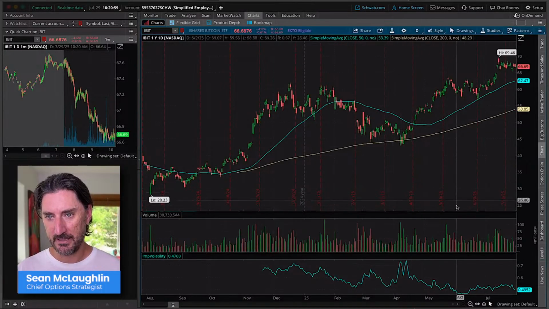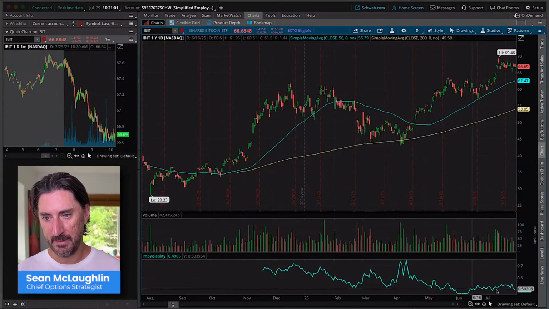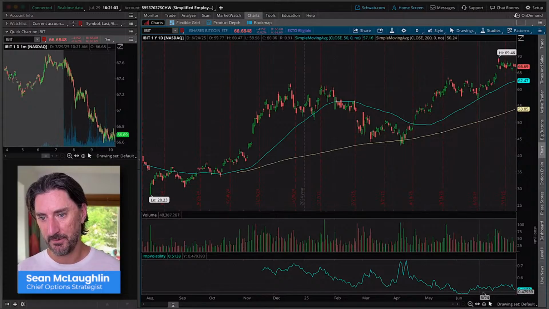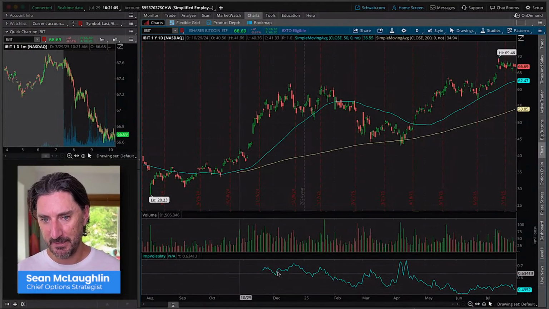Look back at the chart here on IBIT. Notice how on the bottom slide of my screen, implied volatility has been trending lower since these options first became listed.